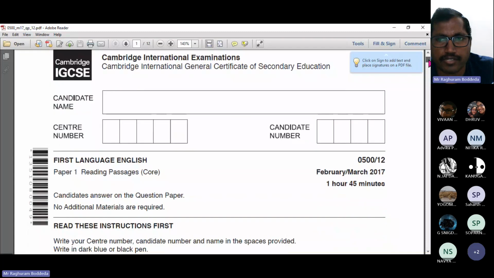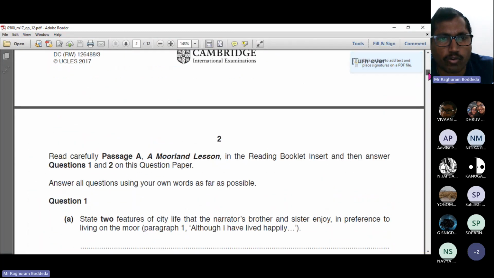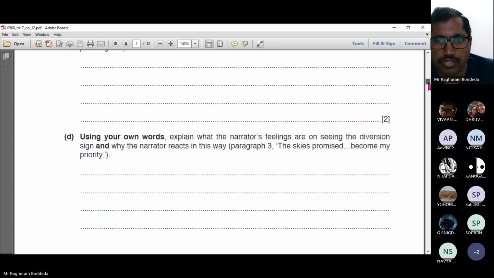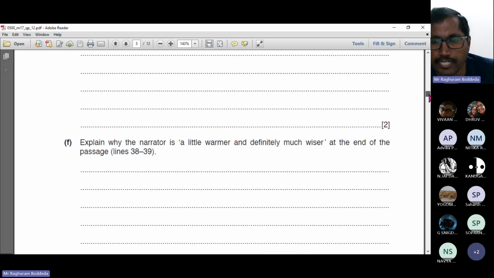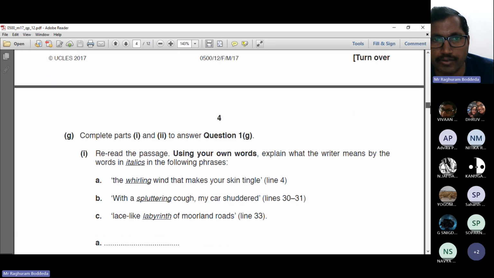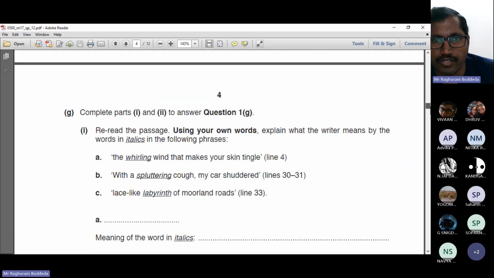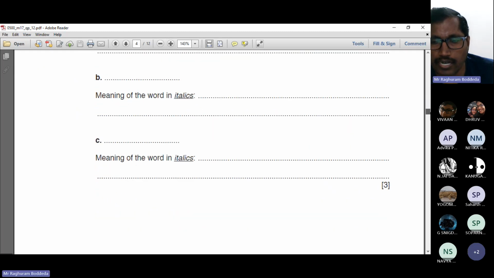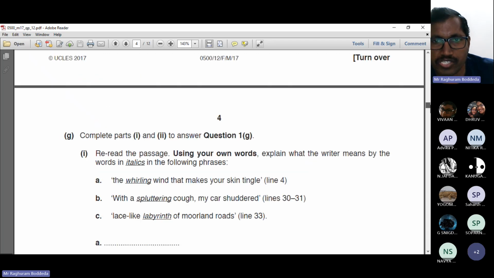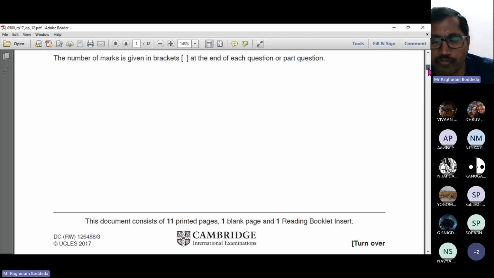Okay, children, this is the paper I attached. For now you only have to answer question one. Passage A, you have to read a Moorland lesson. Then you have to answer question one, short answer questions. If you want to leave the other part of the question, like the summary writing, you can leave it. Don't worry. But the only thing is, you just answer question one. Let me see your answers before the end of this lesson. So you just answer as many questions as possible in question one.